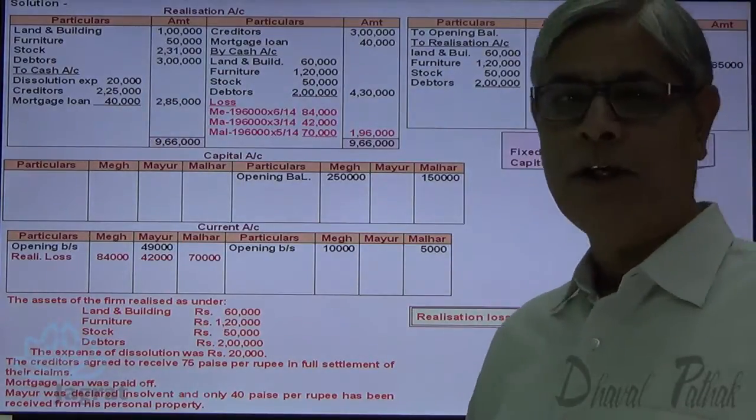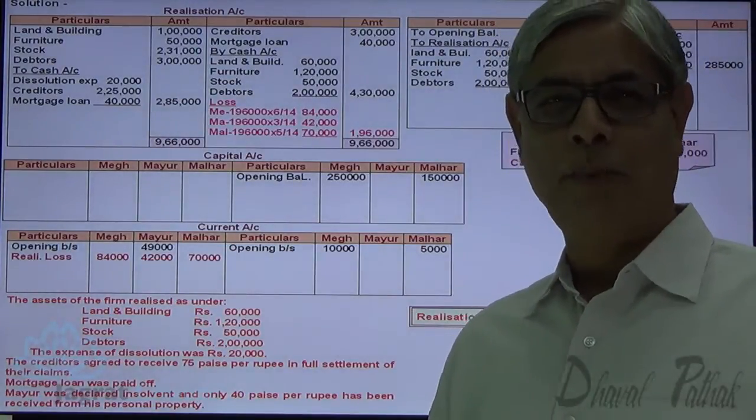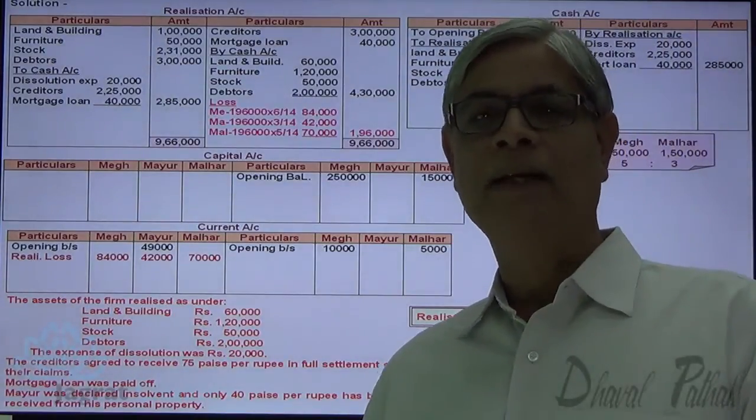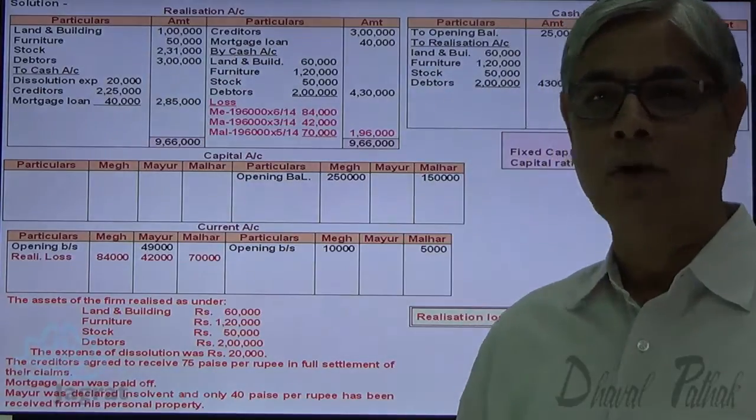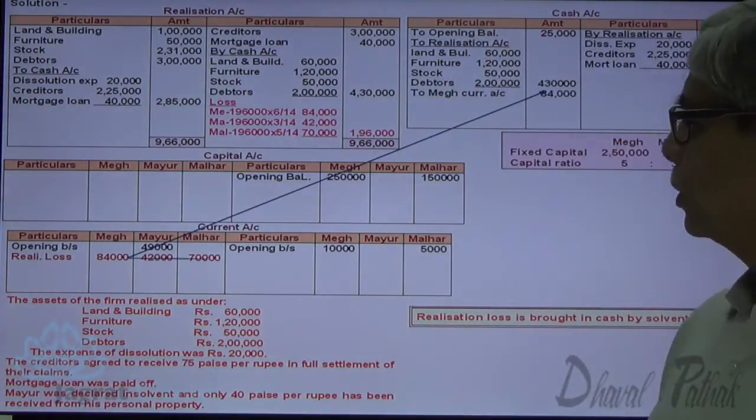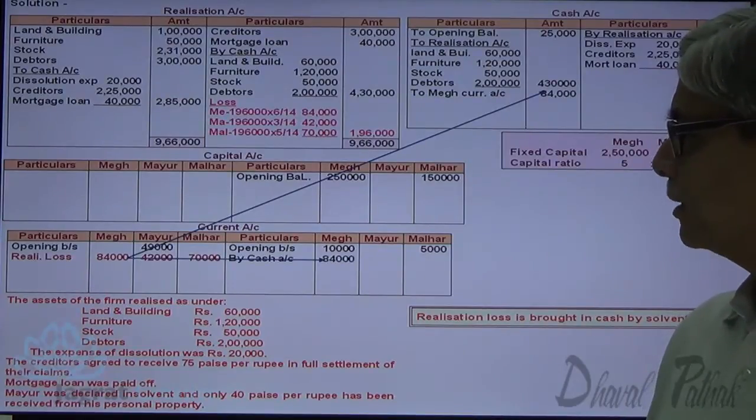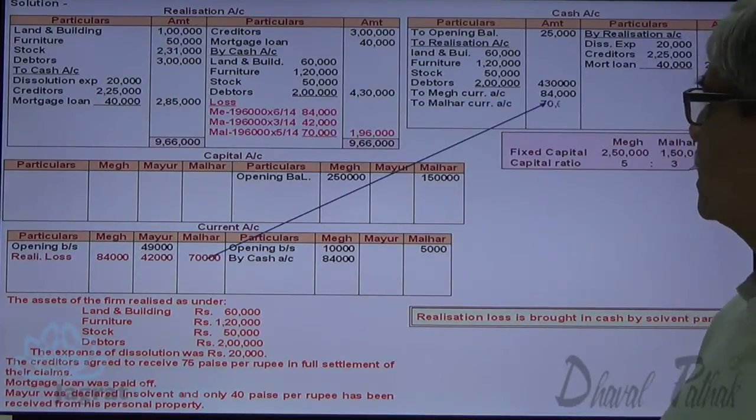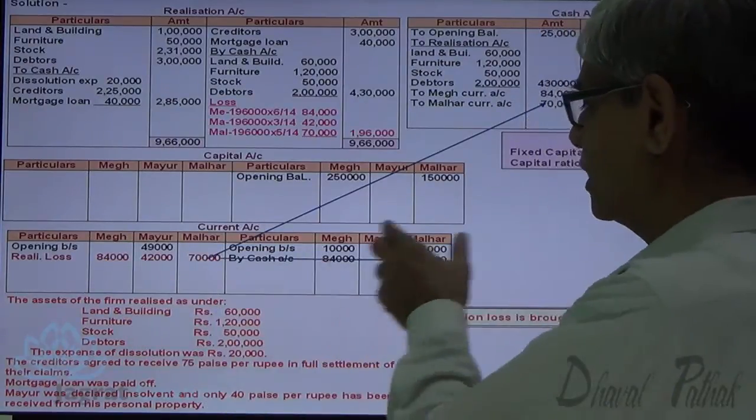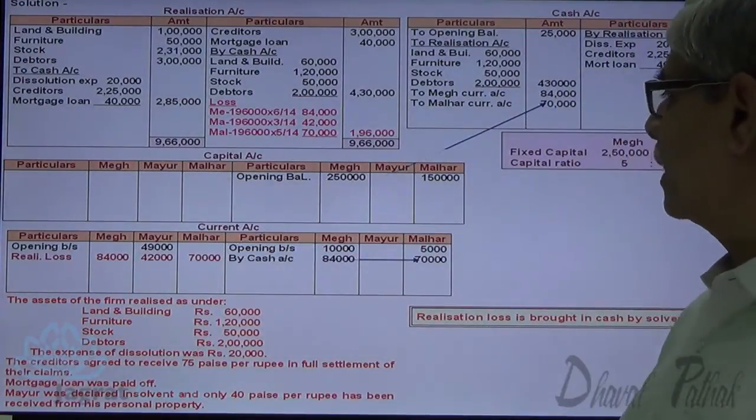But the majority of accountants are of the opinion that it is not inevitably necessary to bring in cash for this type of loss because they are insolvent. So cash account debit 84,000 to Meg's account credit 84,000. Cash account debit 70,000 to Malhar's account credit 70,000. So this realization loss is brought in cash by the solvent partners.